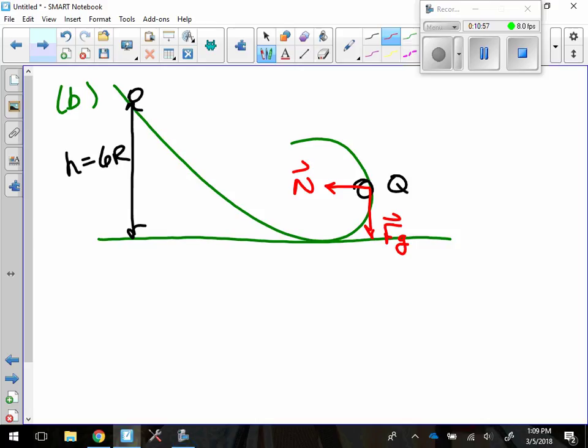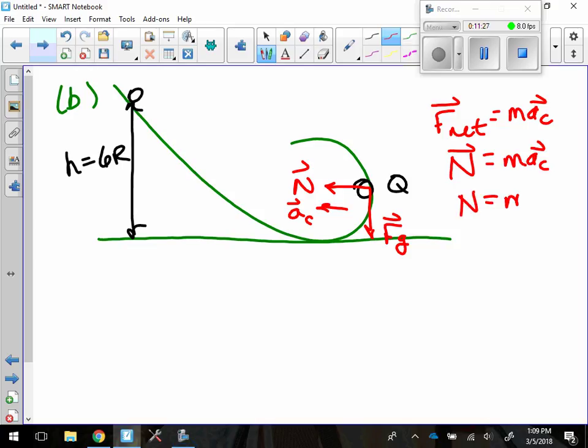So Go was right in that this object is undergoing centripetal motion. And that centripetal acceleration is going to point towards the center. And so it's going to be the normal force that is responsible for that. We can say that F net is going to be m a_c, and that's going to be the normal force. So the normal force is going to be m a_c.